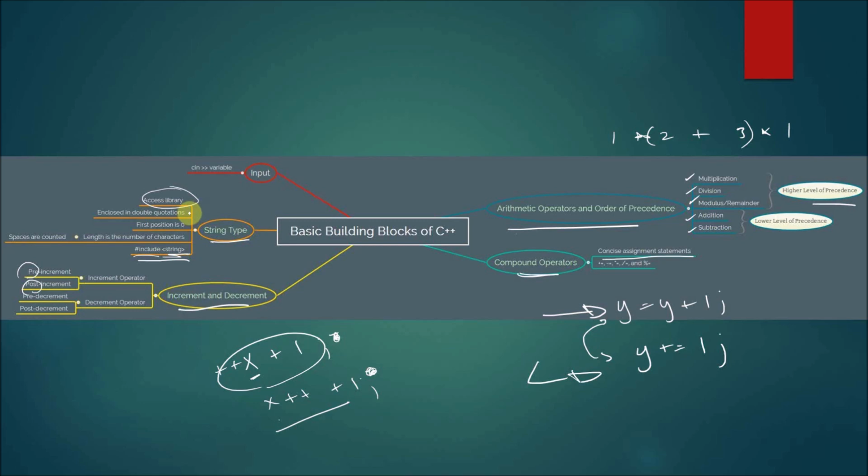Your string data must be enclosed in double quotes. The first position is 0. Spaces are counted, and the length of the characters is the number of characters, including spaces that may be within the string. You'll appreciate and understand that at a later time when we really work with strings outside of just inputting a string and outputting it, where we count it using loops, etc.